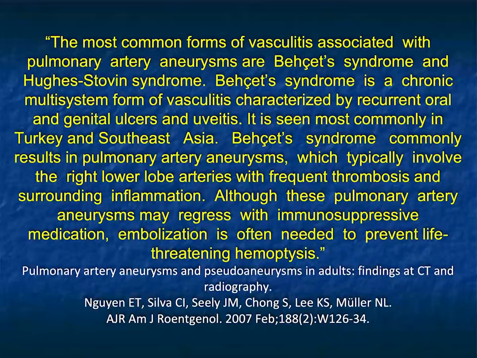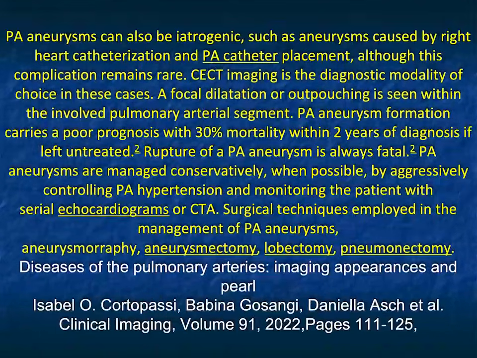These pulmonary artery aneurysms may regress with immunosuppressive medication, but usually embolization is necessary to really prevent the complications of rupture with hemoptysis. We talk about pulmonary artery aneurysms or pseudoaneurysms, that they can be iatrogenic due to right heart catheterization and pulmonary artery catheter placement, but this remains very rare.